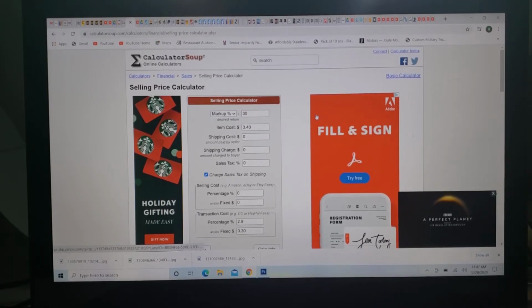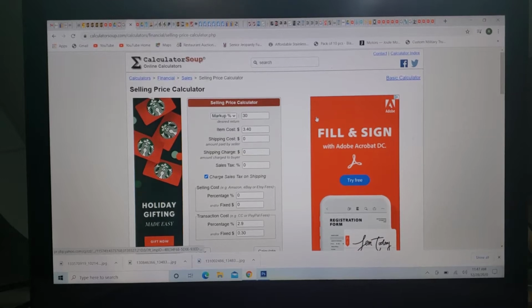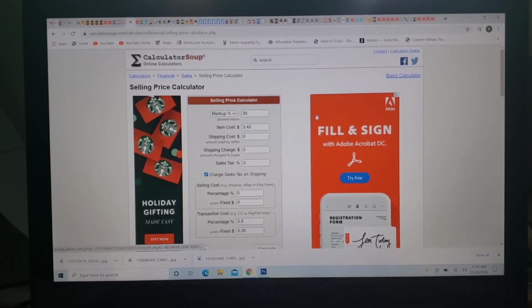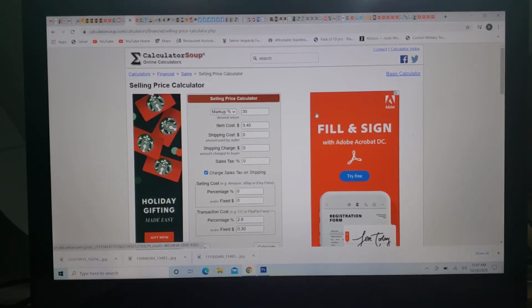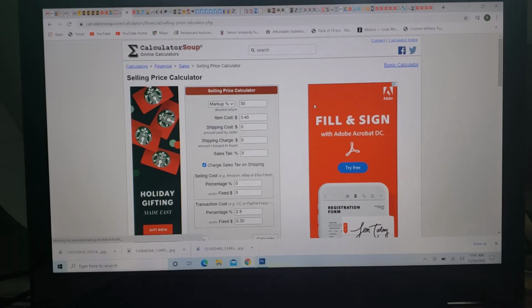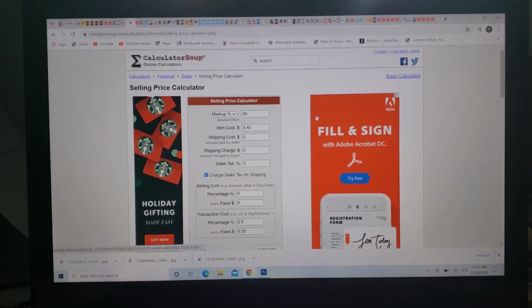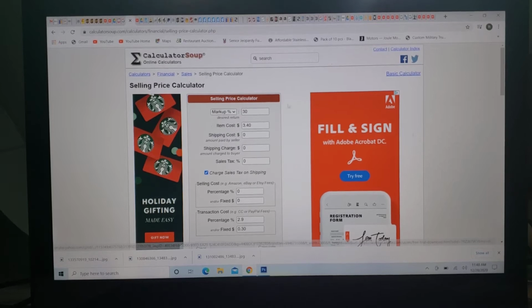calculatorsoup.com. This is a calculator. It's under the financial link, sales link. This is a sales price calculator. So if you're trying to figure out how much to mark up an item, in general, things in stores are a minimum of 30% markup on average. Sometimes they get a little bit more, sometimes they get a little bit less. But if you want to figure out how much to mark your items up, and you don't have a simple calculator or way to do that, this does it.